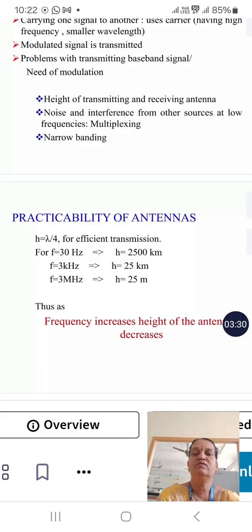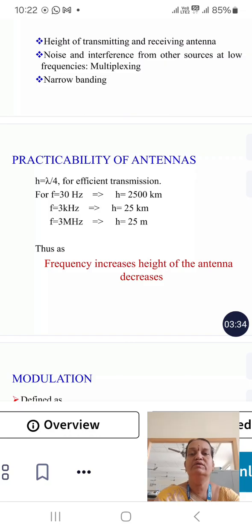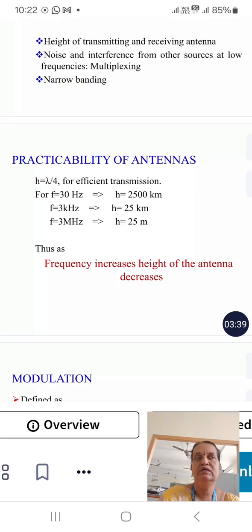The practicability of the first point we can discuss this way. The height of the antenna, for efficient transmission, is represented in terms of wavelength, for example lambda by 4. For example, if the frequency is in the range of 30 Hertz, then the antenna height determined by lambda by 4 becomes 2500 kilometers, which is not practically possible.